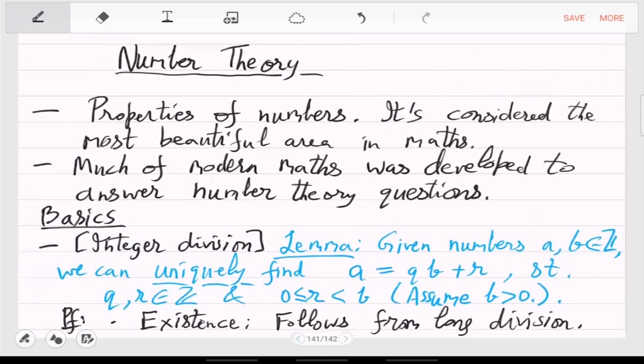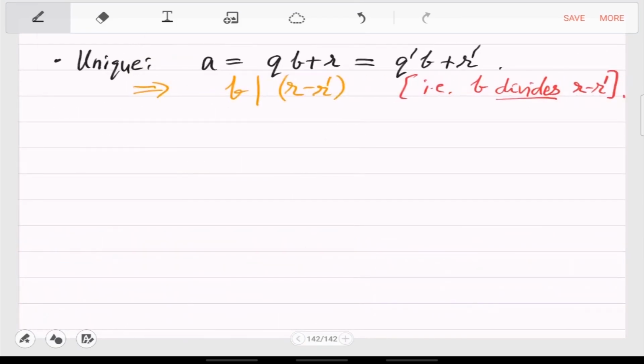Well, both r and r prime, by the hypothesis, are between 0 and b minus 1. Right? So which means that the absolute value of r minus r prime is less than b. So what is a non-negative integer that b divides between 0 and b minus 1? It's only 0. So which means that r minus r prime is 0. Right? Which is a contradiction, or you can say proves uniqueness.